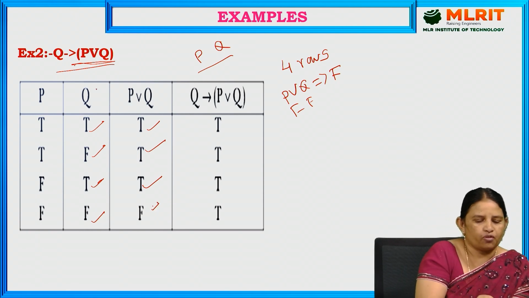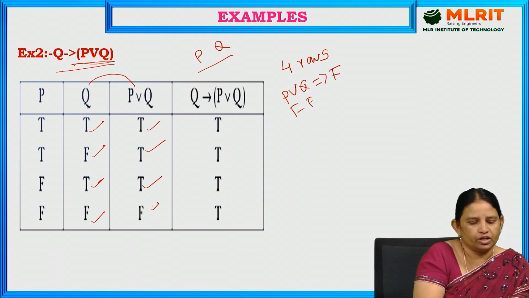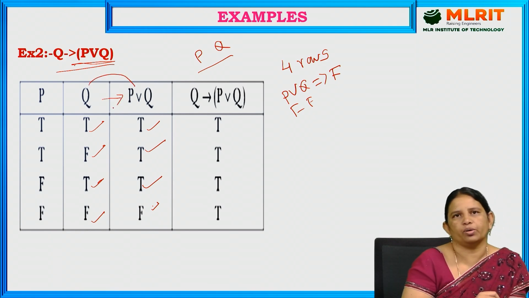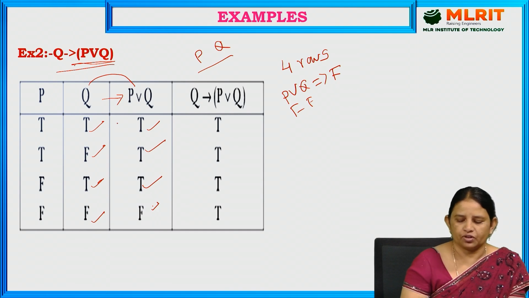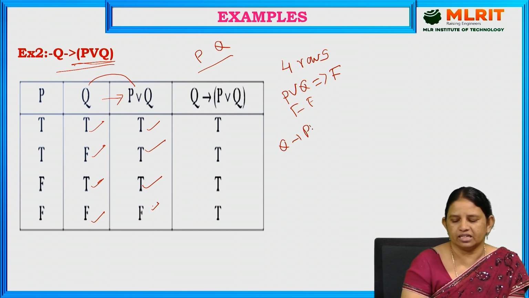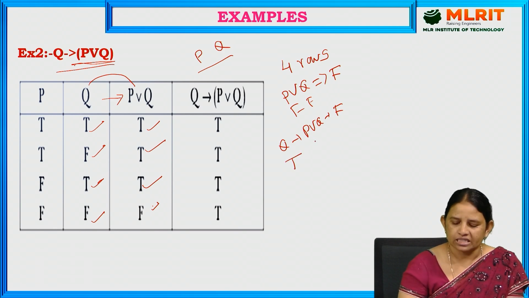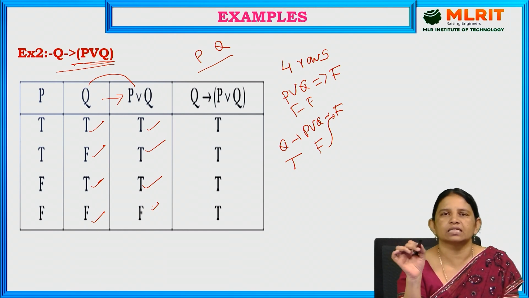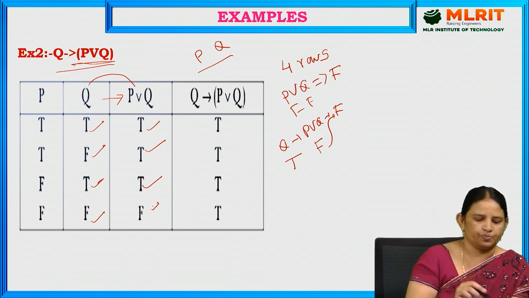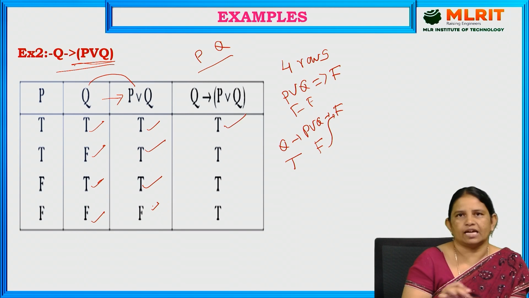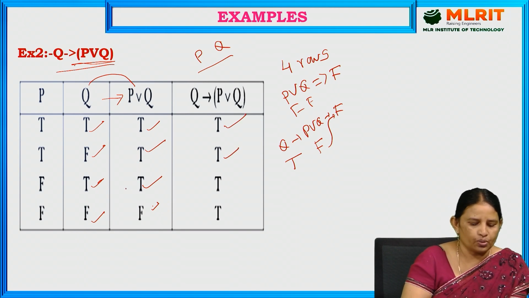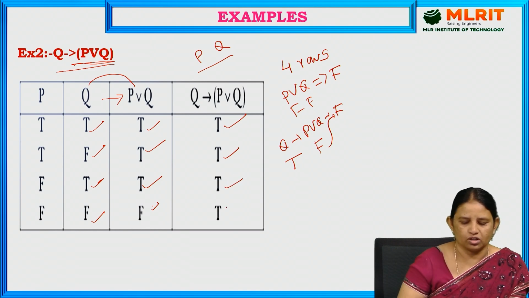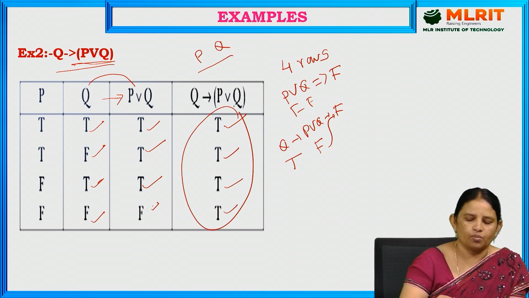Now we need to perform the operation Q to P or Q. In the case of Q implies P or Q, the conditional statement returns false only if the first statement is true and the second proposition is false. For all the remaining cases, it returns a true value. True, true returns true; false, true returns true; true, true is true; false, false is true only.